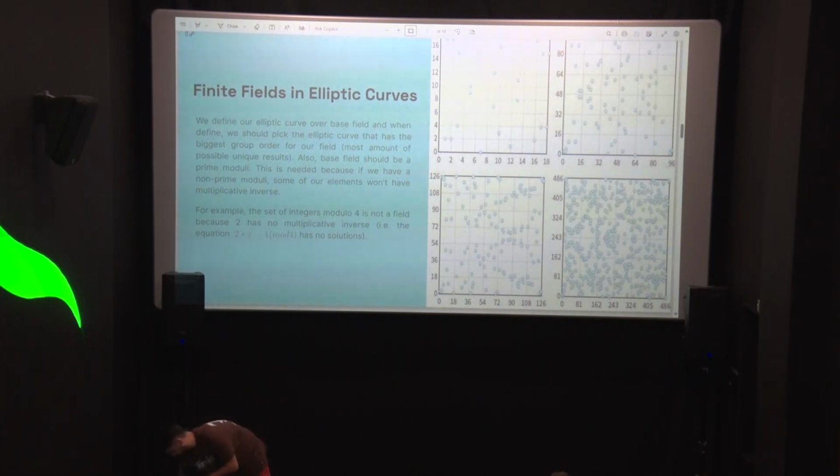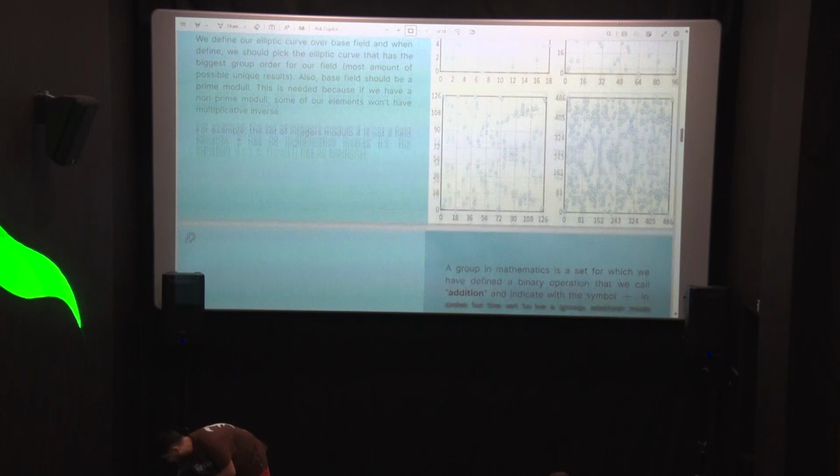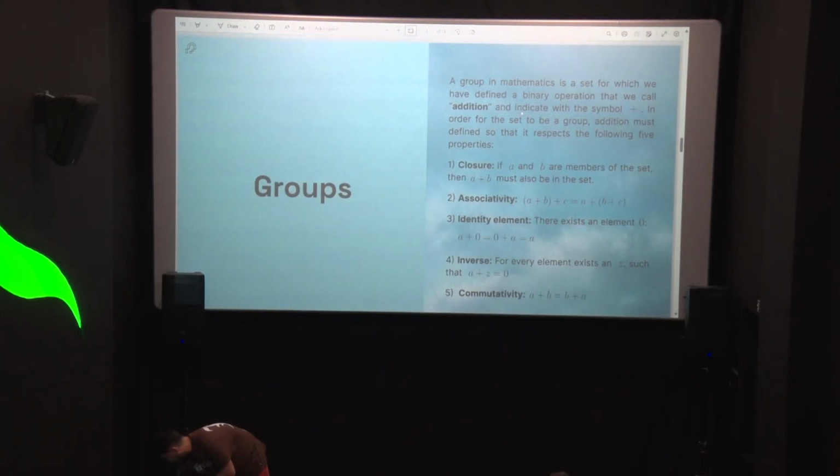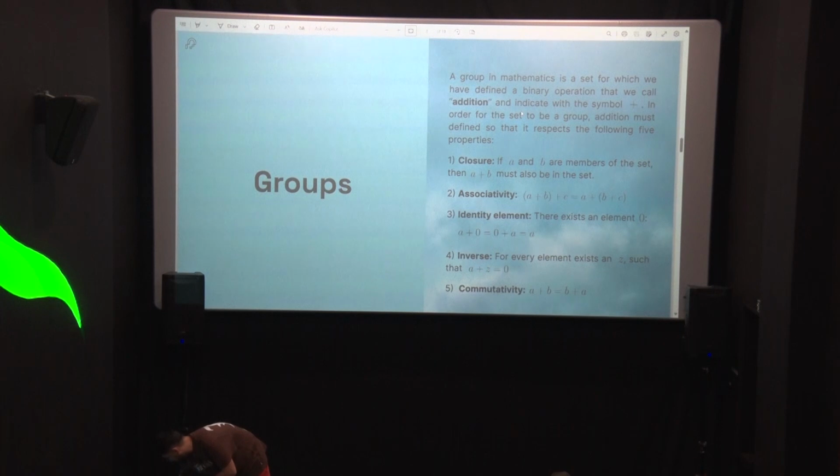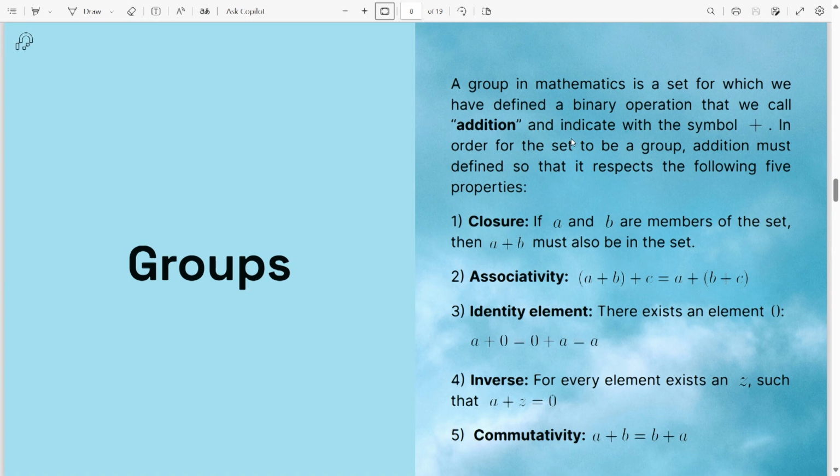Each dot here is an element, and they will form a group. I will explain it here. A group also has to have certain properties, and when we calculate this finite field elliptic curve, we will get this result. Each dot is in a set, and these sets will form a group in our elliptic curve, and they have only one operation, which is addition.